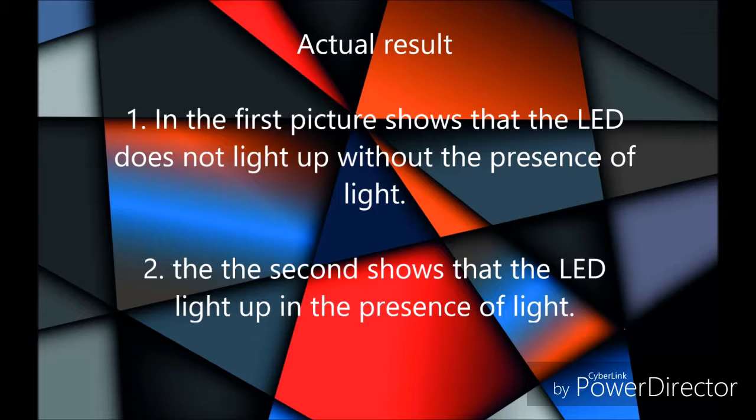Referring to the figure before, the figure shows the result of the circuit. In the first picture, the LED does not light up without the presence of light. The second picture shows that the LED lights up in the presence of light. From this result, we can say that our circuit is functioning. The LED lights up in the presence of light and vice versa, showing that it can detect light very well. Thus, the Wheatstone Bridge light detector circuit is working.